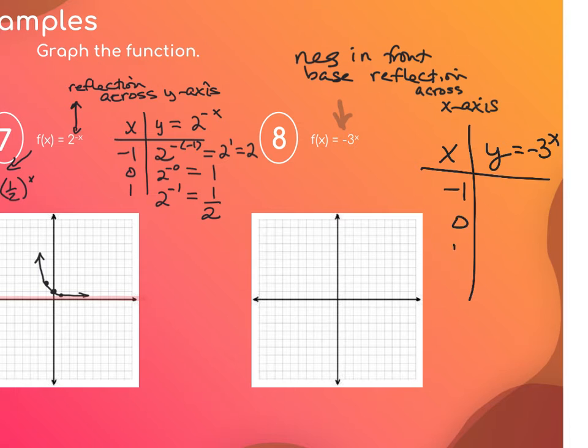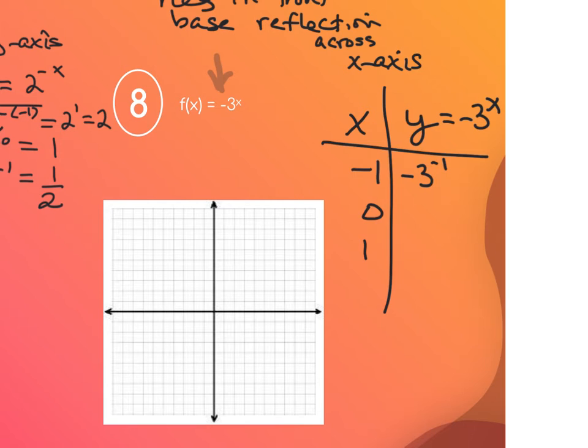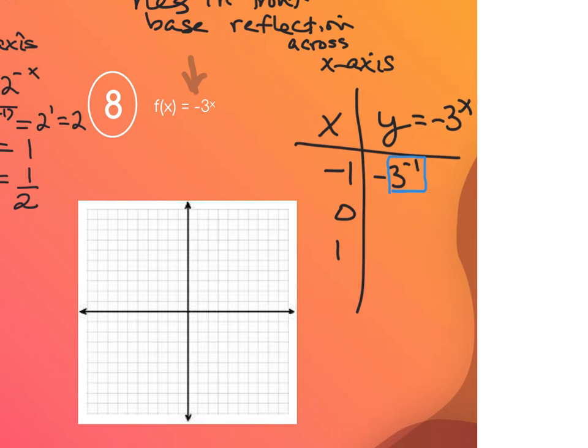Negative 1, 0, and 1. Negative 3 to the negative 1 power. Now here's where you have to be careful. There are no parentheses surrounding this base, so this negative 1 power is only on the 3. And then the negative sign is going to go in front. So this is actually going to simplify to negative 1/3.